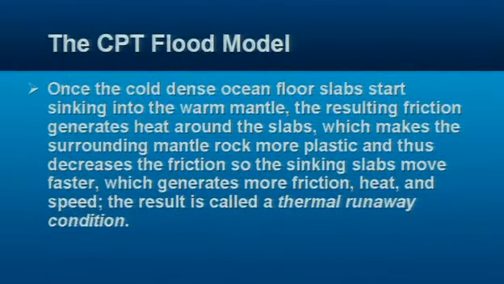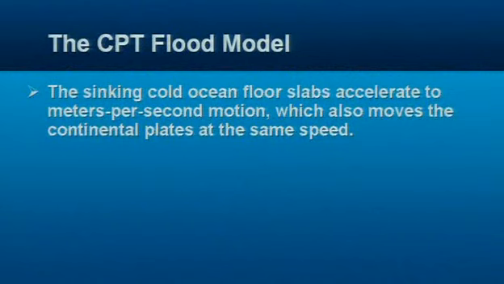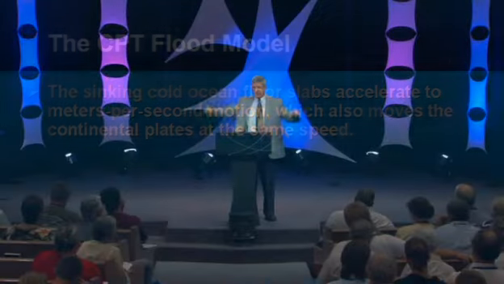So once the cold, dense ocean floor slabs start sinking into the warmer mantle, the resulting friction generates heat around the slabs, which makes the surrounding mantle rock more plastic and decreases the friction, so the sinking slabs move faster and faster and faster. There's a feedback mechanism, and we get what we call thermal runaway subduction. It goes faster and faster and faster. Now you'll appreciate when I tell you that this moves at metres per second, or tens of feet per second. And it pulls these slabs or these plates apart, and they start to accelerate to that kind of speed.